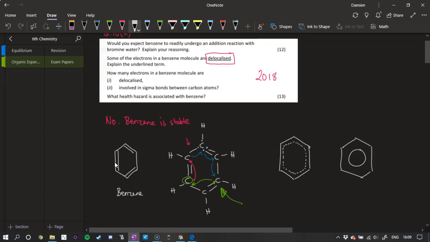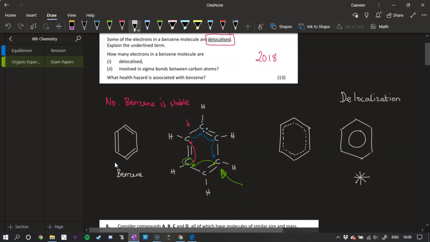And this is what the circle means. The circle means that there's electrons constantly moving around. This here is called delocalization. In other words, the electron is not localized. The electron is not in the one place. It's delocalized. It's moving around various places. That's why this diagram here is a better diagram for the structure of benzene than the one on the left-hand side.